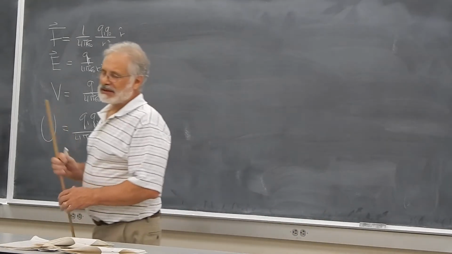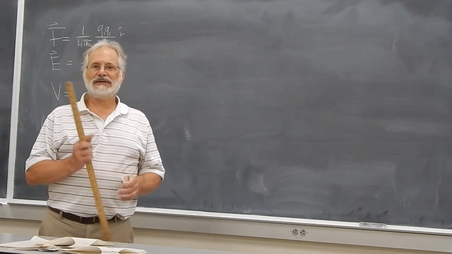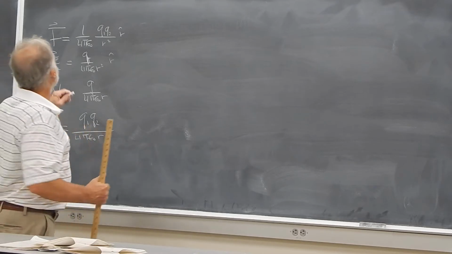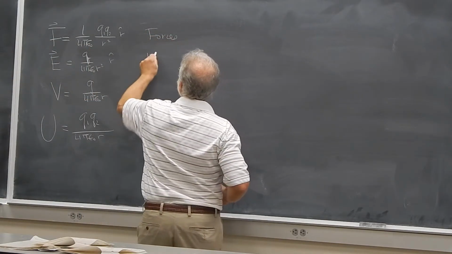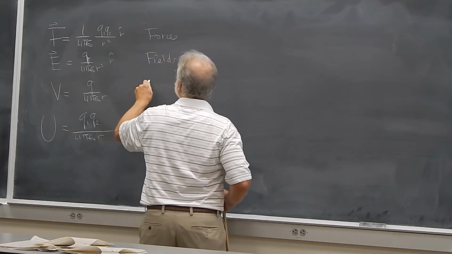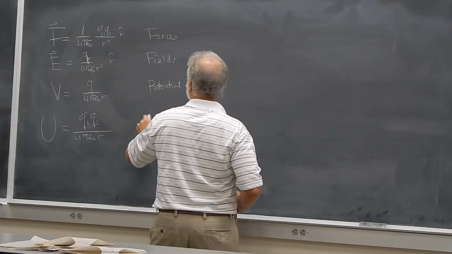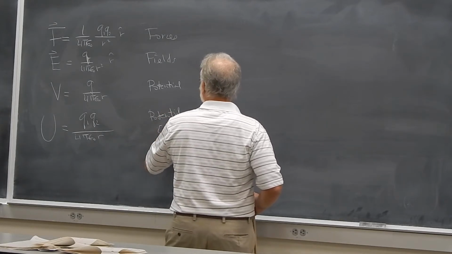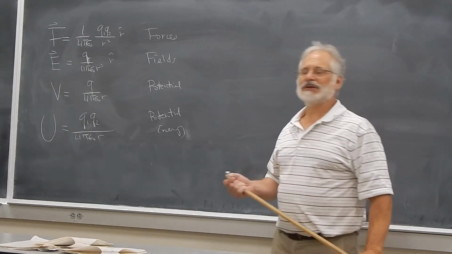We've discussed 4 physical quantities in electrostatics so far. We've talked about electric forces, we've talked about electric fields, and these are point charges. We talked about electric potential, and we've talked about electrostatic potential energy. There's something I want to point out about all of these quantities.